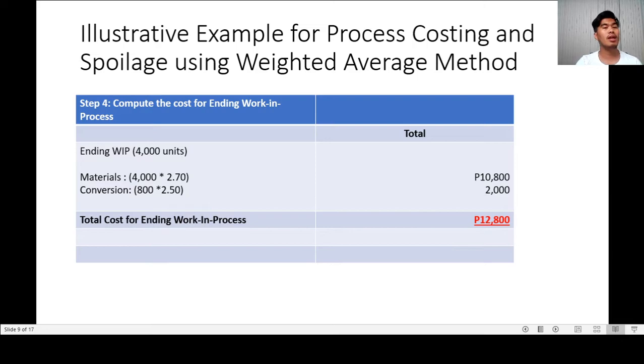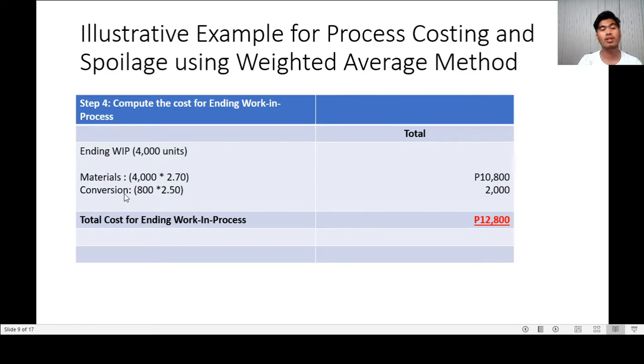Let's compute the ending work in process. Our ending work in process, as we said, is 4,000. It is broken down into materials and conversion cost. We said that the materials is added at the beginning of the period. So that means 4,000 is our materials at the end of the period. So our ending work in process for materials is 4,000 units times the equivalent unit cost of materials of 2.7. So the total materials at the end of the period is 10,800.